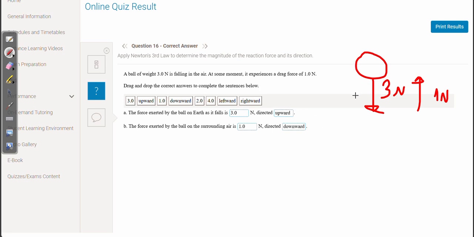So if Earth pulls on the ball by 3 Newton, then the ball will exert a force on Earth also equal in magnitude, 3 Newtons, but in the opposite direction. Since weight is downward, it will be directed upward. Drag, air resistance, pushes the ball upward by 1 Newton. So I'll repeat, air pushes the ball upward by 1 Newton. So the ball will exert a force on the air of 1 Newton, just not upward, opposite to upward, downward. This is how you solve the question.